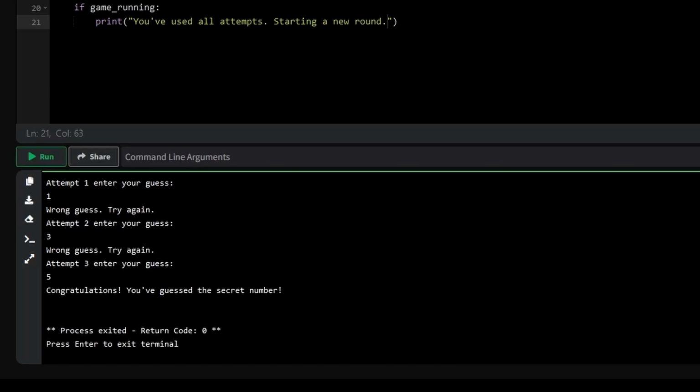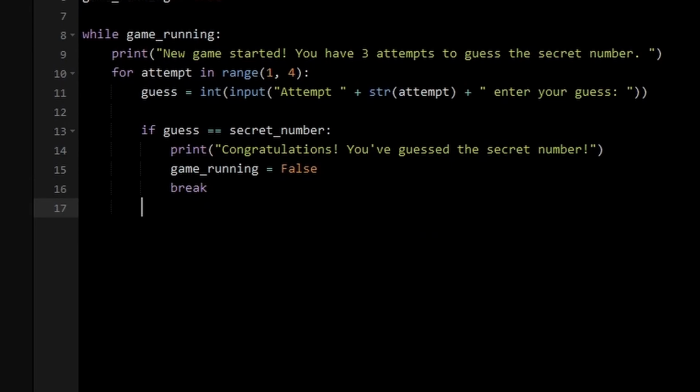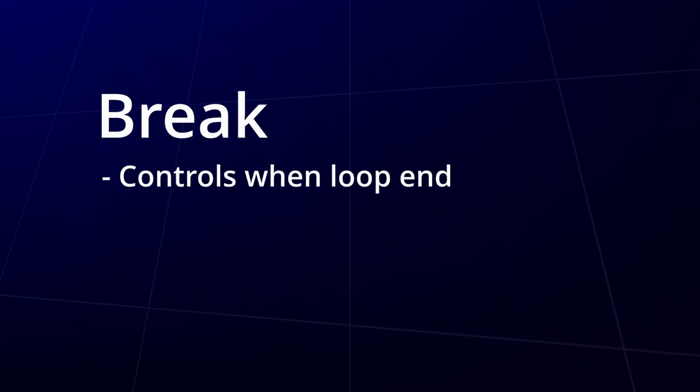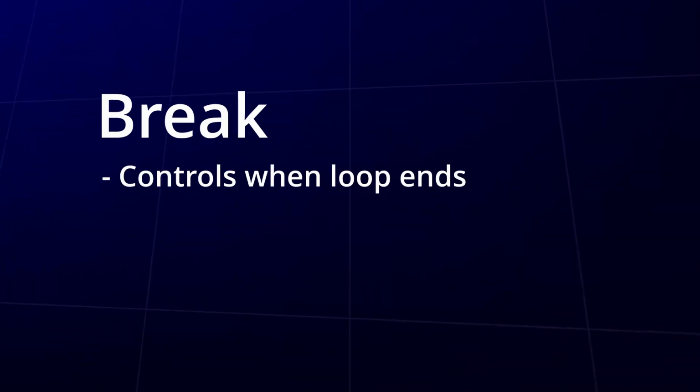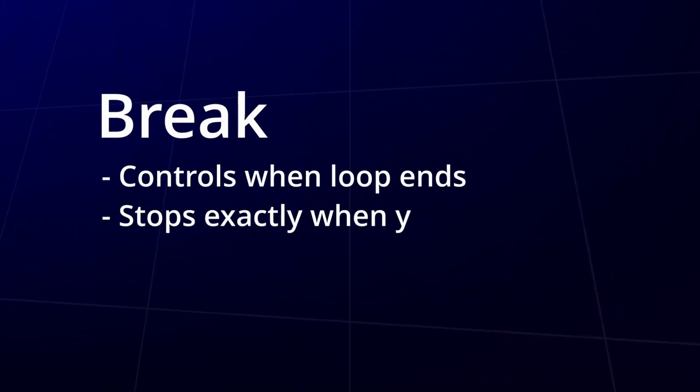Before we jump into common mistakes, let's quickly go over 3 key statements that control how your loops behave: break, continue, and pass. We've already seen one of these in action. Remember, in the guessing game, when the player guessed the correct number and we used break to stop the loop? Break is a powerful tool that lets us control exactly when we want a loop to end. As soon as the correct guess was made, break stepped in and ended the loop. No need to continue checking. That's the magic of break. It lets you stop the loop right when you need to.